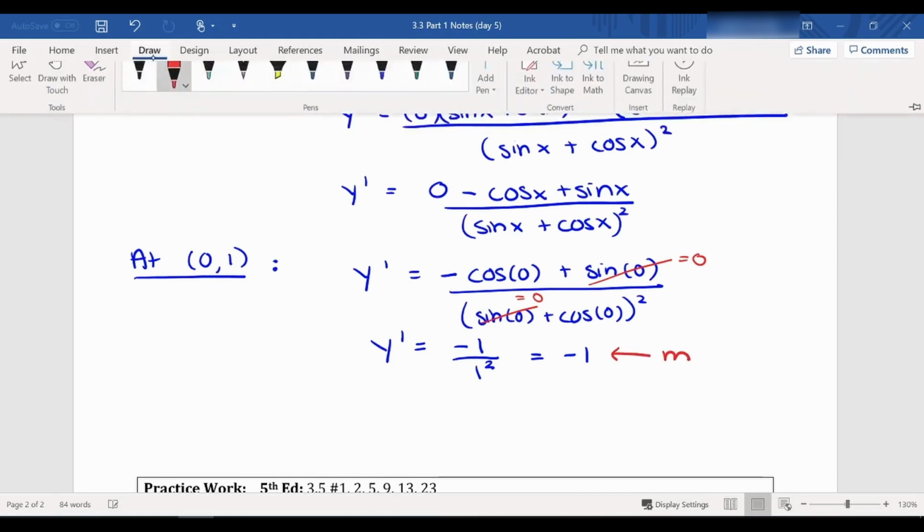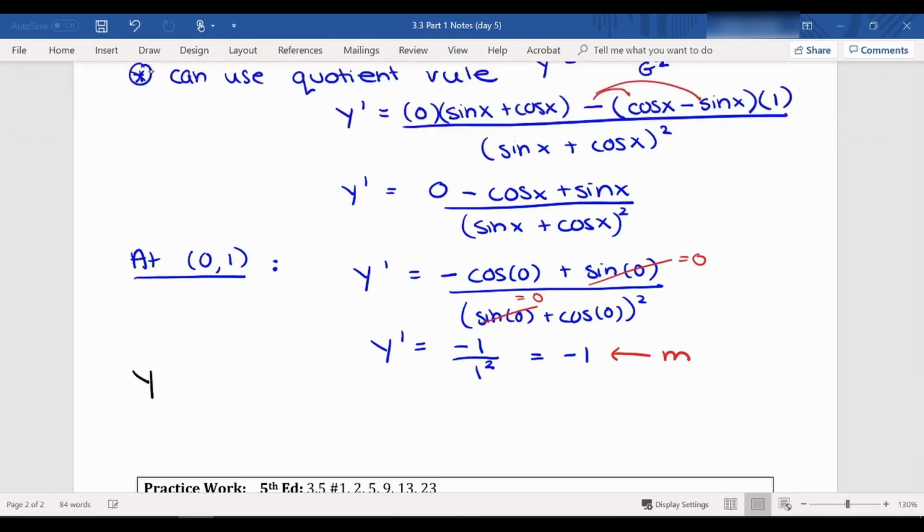Okay. Now we know we're trying to find y equals mx plus b, our equation of our tangent line. We know that y is 1, our m is negative 1, our x is 0, plus b. This means b is 1. And our tangent line equation is therefore y equals negative x plus 1.